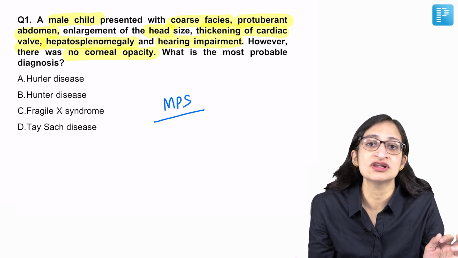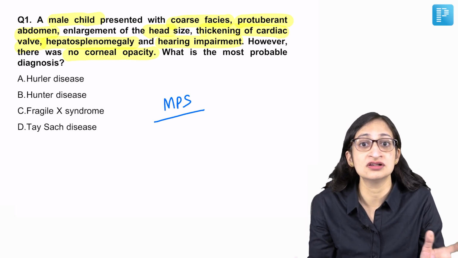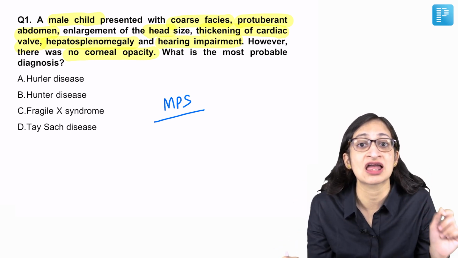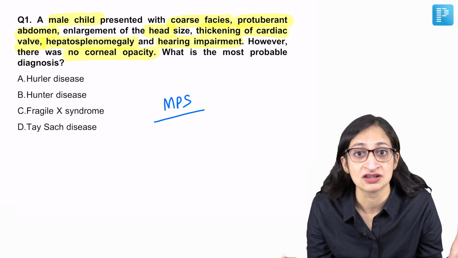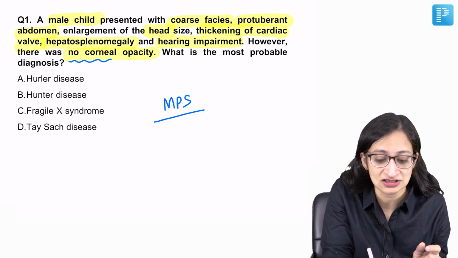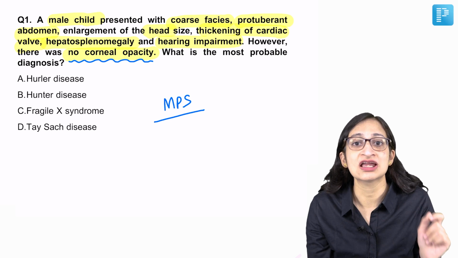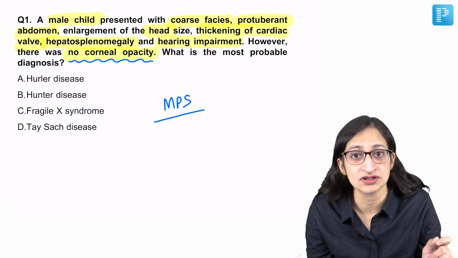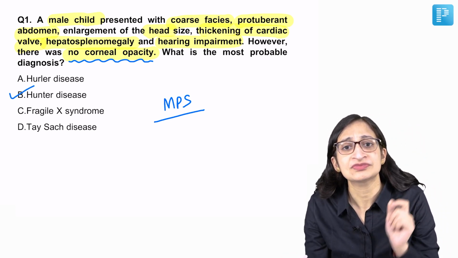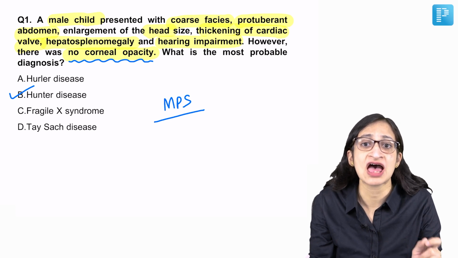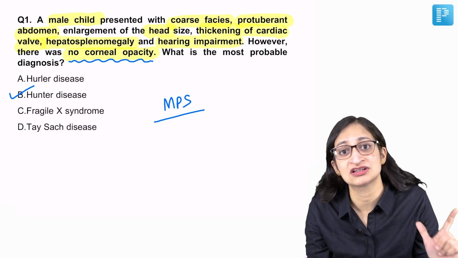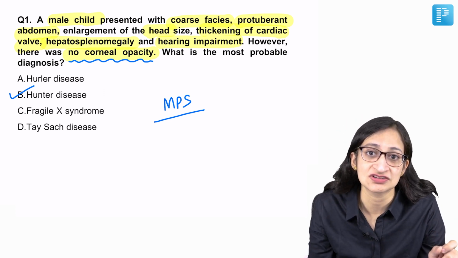Now, mucopolysaccharidosis type 1 is called Hurler disease. But in Hurler disease, you also get corneal opacity because of the deposition of glycosaminoglycans in the layers of the cornea and disruption of the collagen. Here the question categorically says that there is no corneal opacity. So the type of mucopolysaccharidosis with no corneal opacity is Hunter disease, or type 2 mucopolysaccharidosis. Now, all types of mucopolysaccharidosis have what kind of inheritance? It is autosomal recessive, except type 2, which has X-linked recessive inheritance.